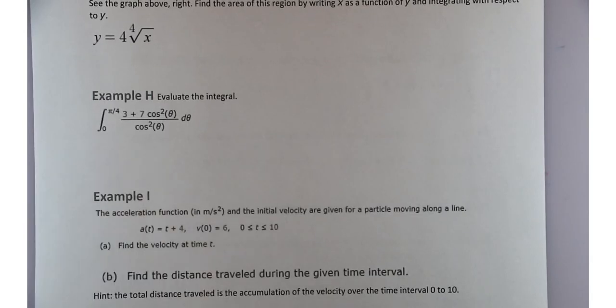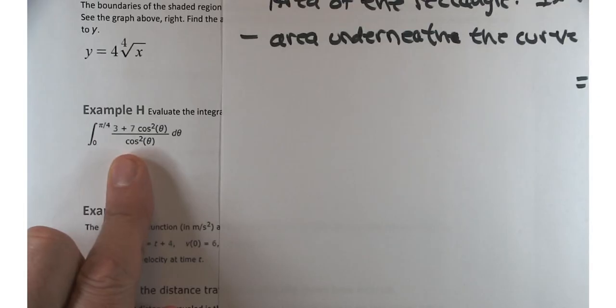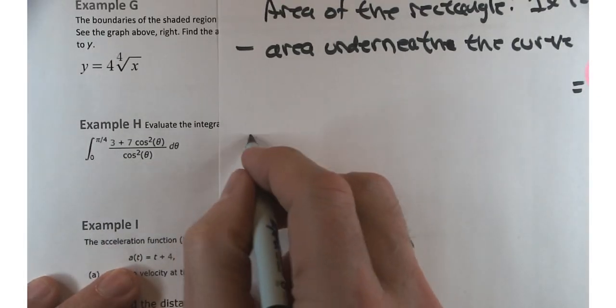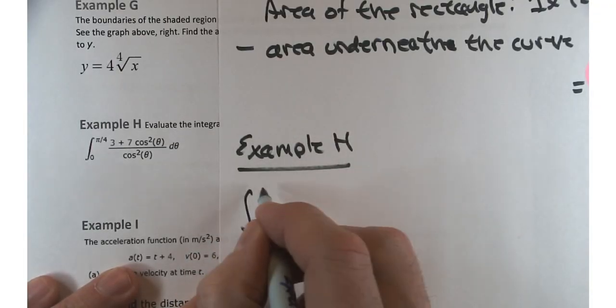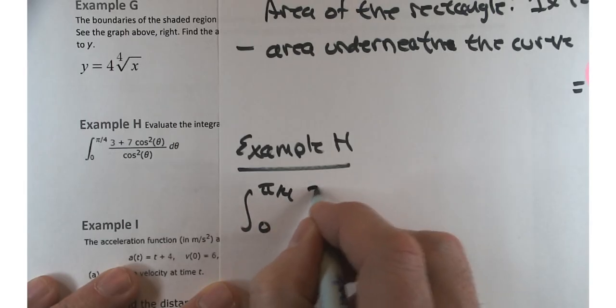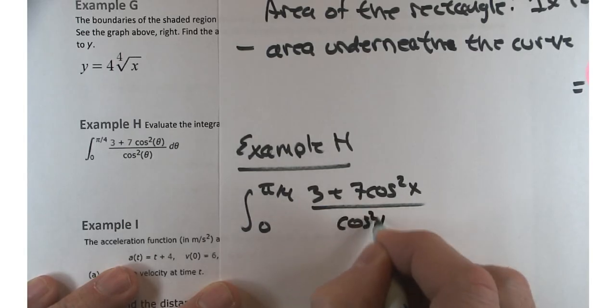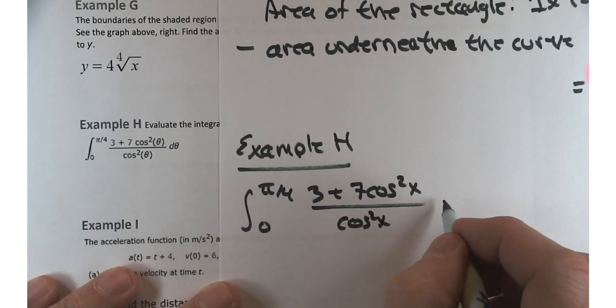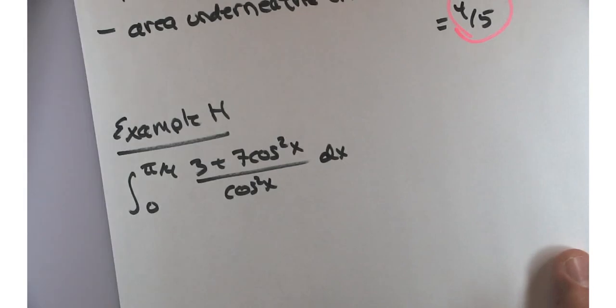Example H is kind of an interesting one. And again, you're running into a problem when you're integrating these things that we don't necessarily have a quotient rule for integrals. So let's see here. Example H. Integral from 0 to pi over 4 of 3 plus 7 cosine squared of x over cosine squared of x. You know what? This should be in a theta. It's all right. I'm just going to write it in terms of x. A little bit of a problem here.